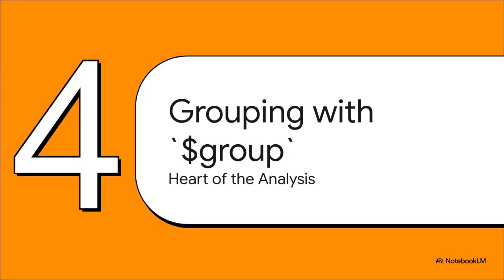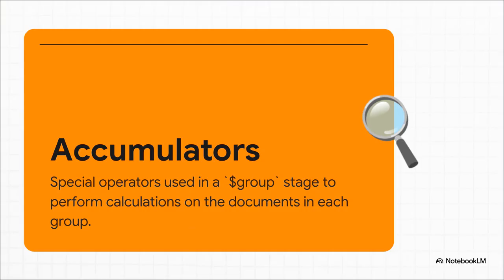Okay, so our relevant documents made it past the gatekeeper. Now they're on the main factory floor, and it's time for the real work to begin. This brings us to the $group stage, which is truly the heart of any analysis you're going to do. So how does $group actually do its magic? It uses these special operators called accumulators. You can think of them as the tools on this particular assembly line station.